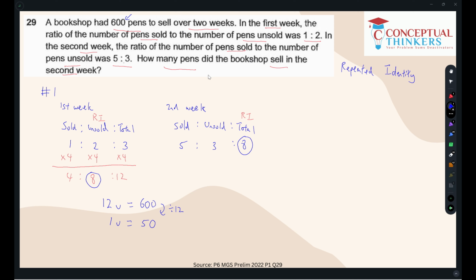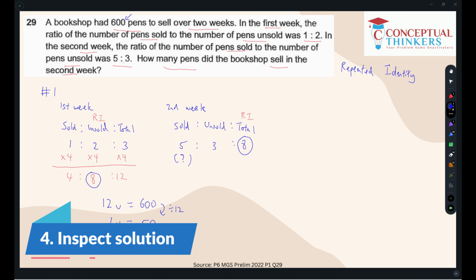Now the question is asking for the number of pens sold in the second week, right? So we're going to find our 5 units. 5 units here will be 50 times 5. So I'm going to get 250 as the answer. Now I'm going to use another method, the second method. With that method, if I'm able to get the same answer, that is a way I can do my inspection or checking. So let's use another method.